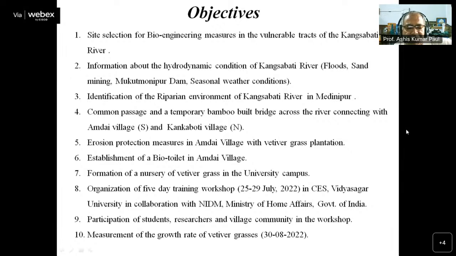And number 9, the participation of students, researchers, and village community in the workshop from the different corners of the southwestern part of West Bengal. And then number 10 was the measurement of the growth rate of the vetiver grass. We implemented it on 30/07/2022, and yesterday we measured the growth rate of the vetiver grasses in our university campus and on the nursery ground. And also we have measured some samples in the site of the bioengineering measures on the Kangsabati River.